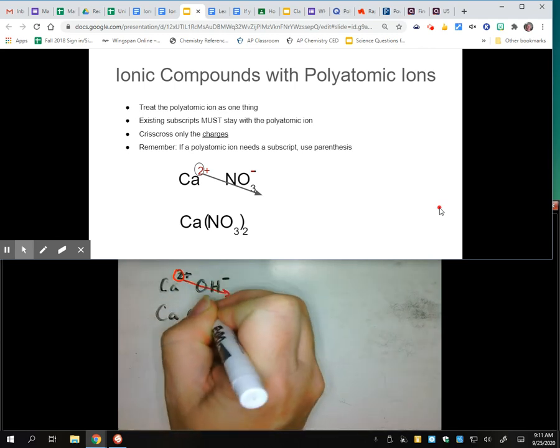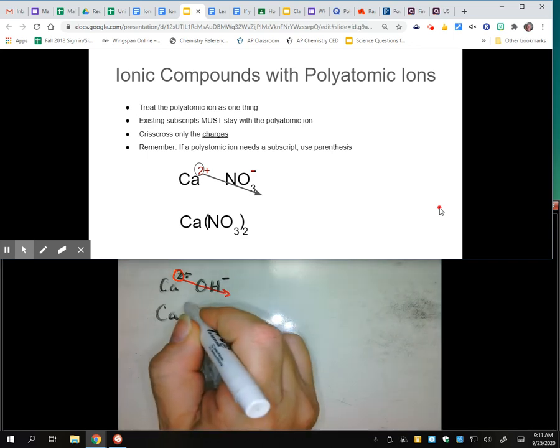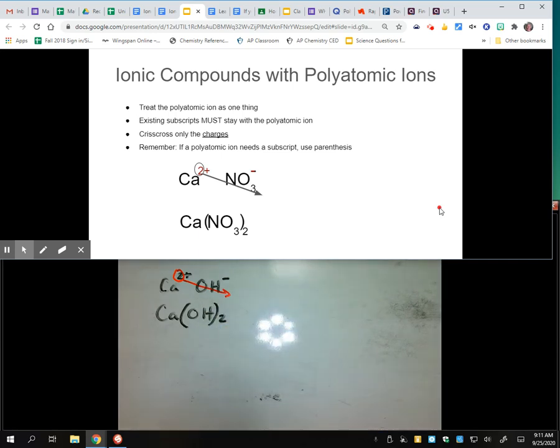And this is not the correct answer, because this says we've got calcium bonded to an oxygen, which is bonded to 2 hydrogens. And what we meant to say was that calcium is bonded to 2 hydroxides. So watch out for hydroxide there.